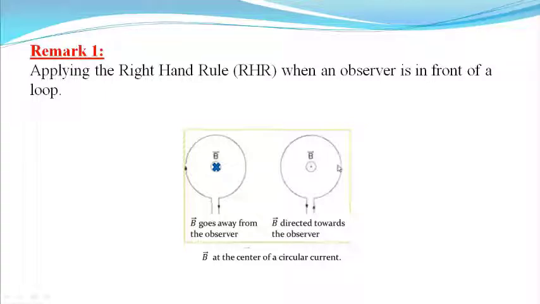So when the magnetic field has a cross symbol, it means that it is away from the observer. In the second picture, this is the direction of the current. Let's try it, my student. Curl your fingers in the direction of the current, so your thumb will be directed towards the observer. So the magnetic field has a dot symbol. So dot is the symbol of the magnetic field when it is directed towards the observer.